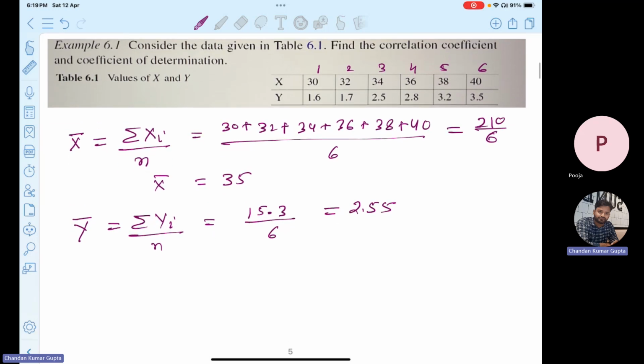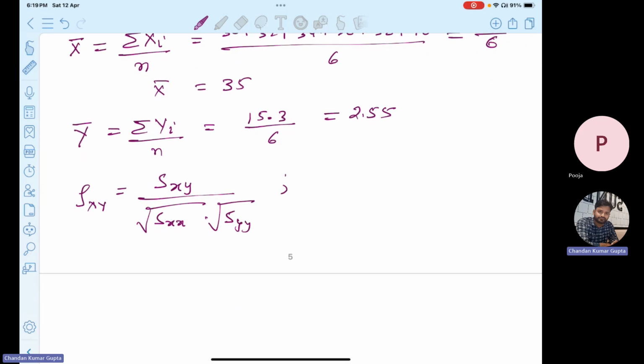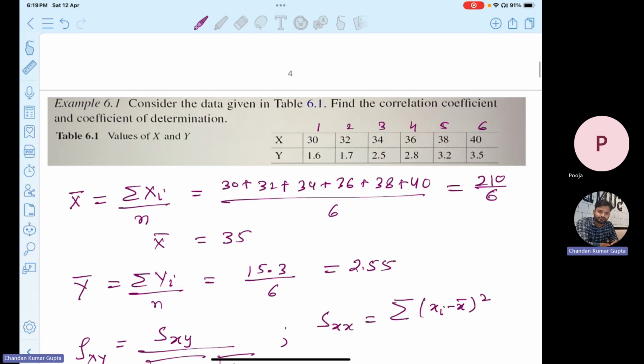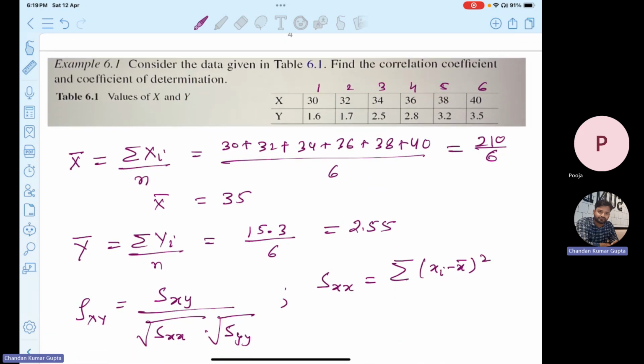Also the correlation coefficient. So we need to calculate these as well. Here Sxx is the summation of xi minus x bar, whole square. If you can see, x bar is 35. So 30 minus 35 is -5, and 5 square is 25.